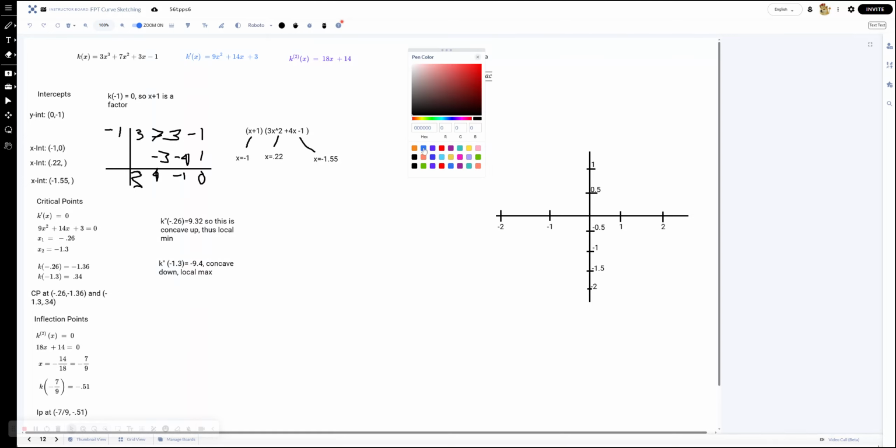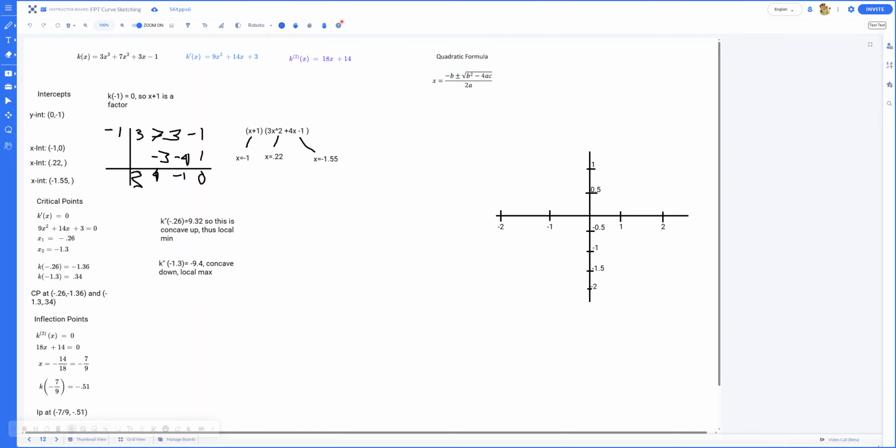So let's start with our intercepts; we'll make them blue. We have our y-intercept over here at 0, negative 1. Our first x-intercept at negative 1, 0. Our second one at 0.22, 0. And our last one at negative 1.55, 0. Oh, it seems that these show up here. Perfect.